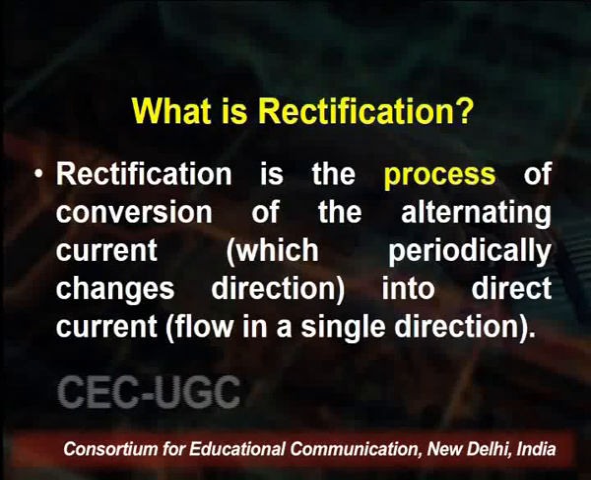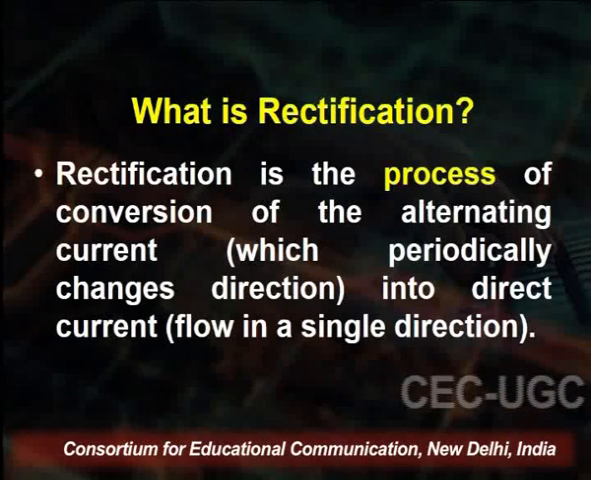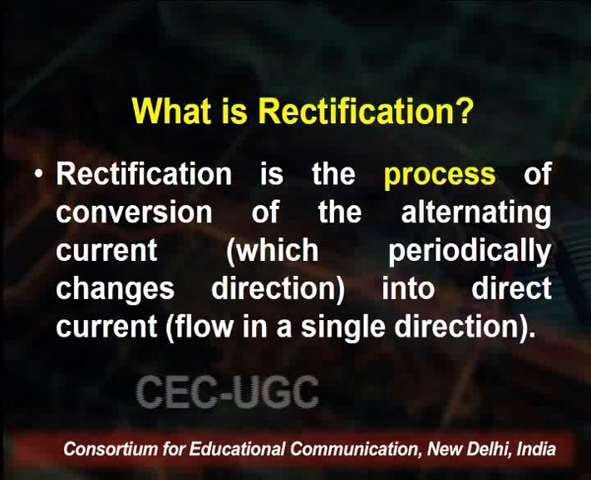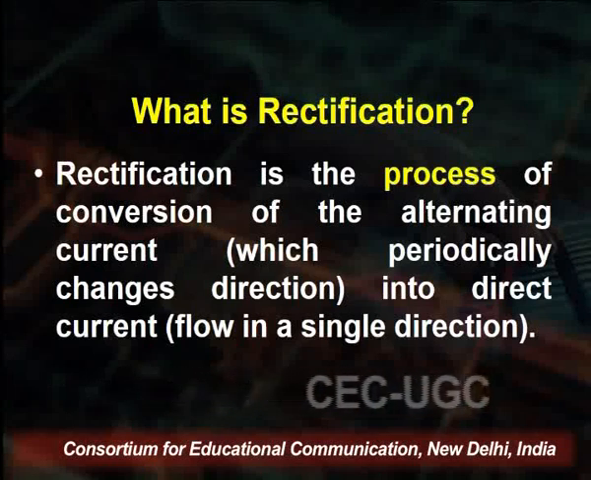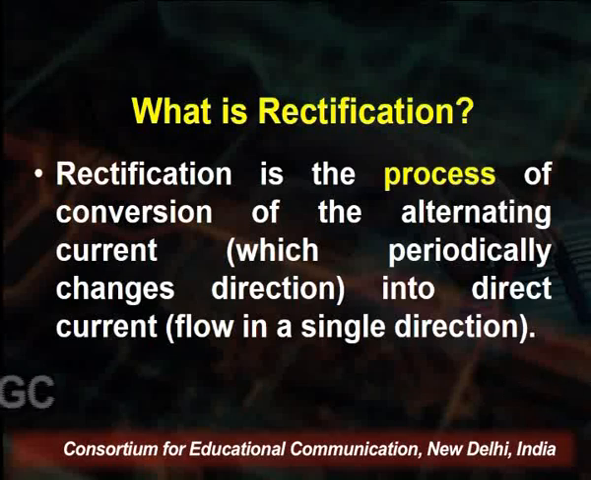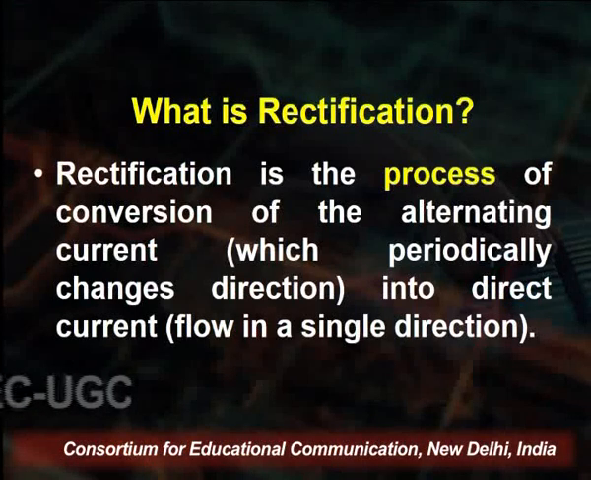Now what is rectification? Basically, rectification is the process of conversion of alternating current, which periodically changes direction, as we know, into direct current which flows in a single direction. So rectification is the process of conversion of alternating current into direct current.